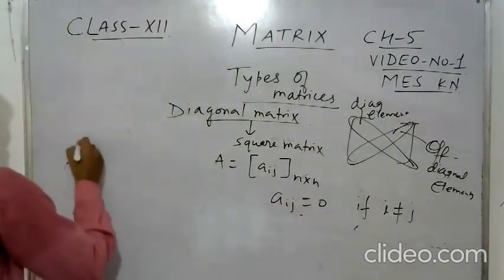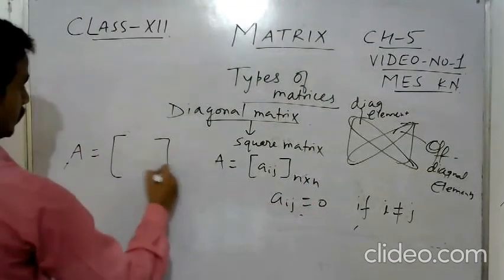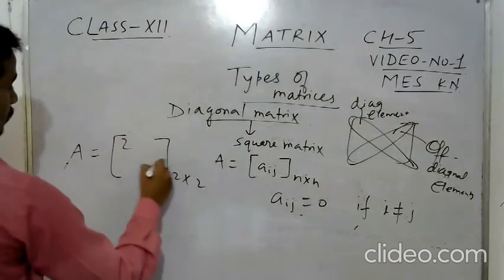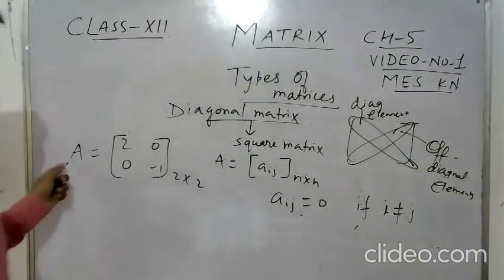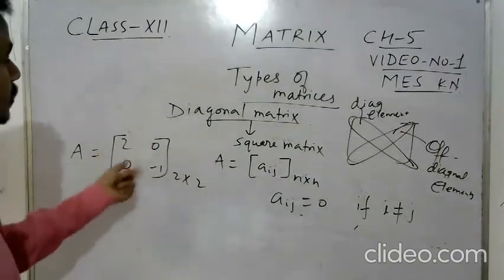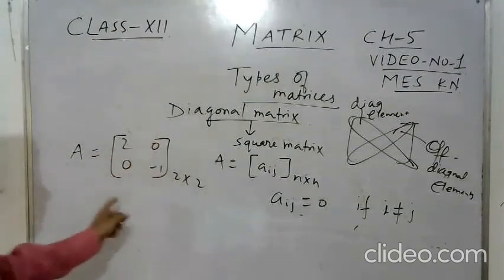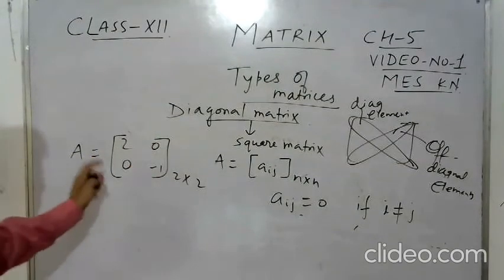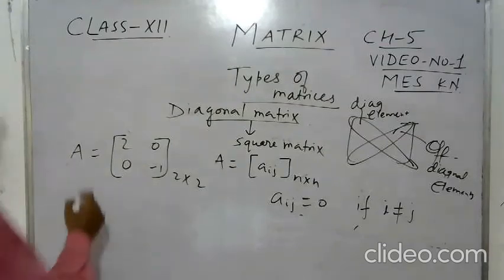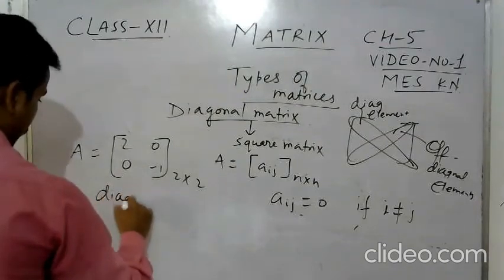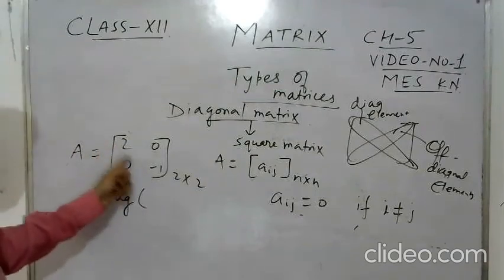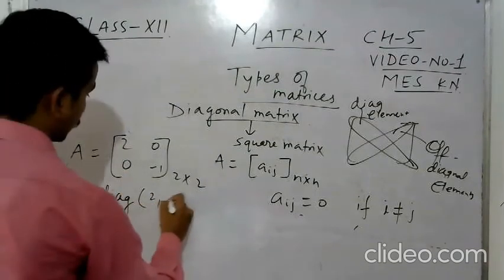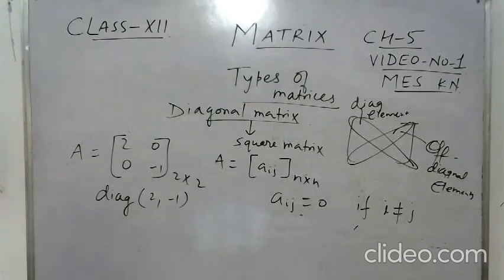For example, suppose A is 2, -1, 0, 0. So these are the diagonal elements, and except the diagonal elements, all the remaining elements are 0, then we can say that this is a diagonal matrix of order 2 by 2. Now we can also write it as diag, and in the bracket write the diagonal elements, 2 and -1. In this way you can also write it.